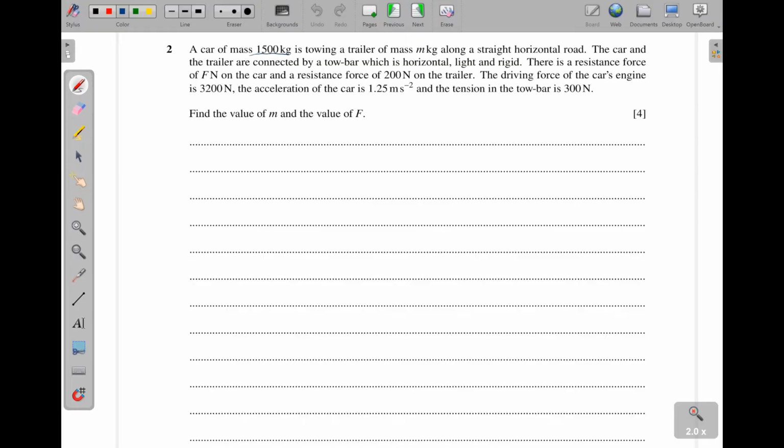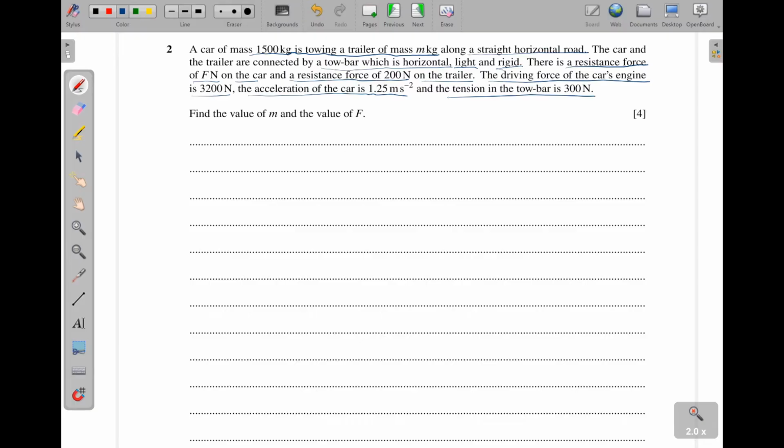Question 2. A car of mass 1,500 kilograms is towing a trailer of mass m kilograms along a straight horizontal road. The car and the trailer are connected by a tow bar which is horizontal, light and rigid. That means its mass is not considered in this case. There is a resistance force of F on the car and a resistance force of 200 newtons on the trailer. The driving force of the car's engine is 3,200 newtons. The acceleration of the car is 1.25 meters per second squared and the tension in the tow bar is 300 newtons. They want us to find the value of m and the value of F.